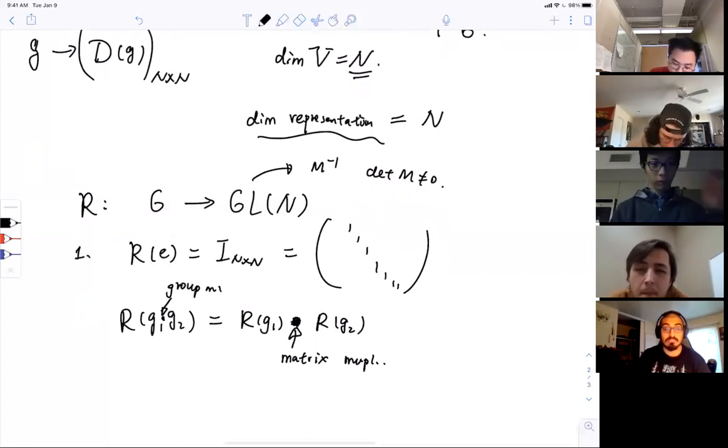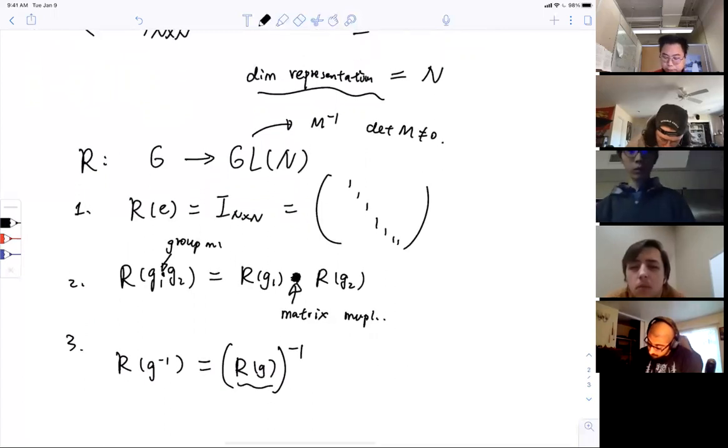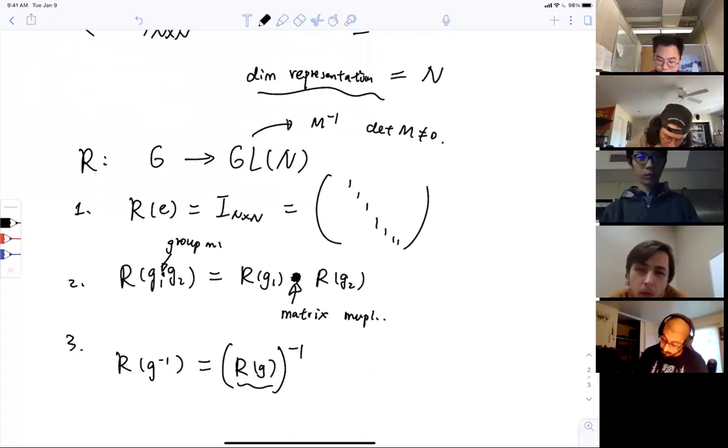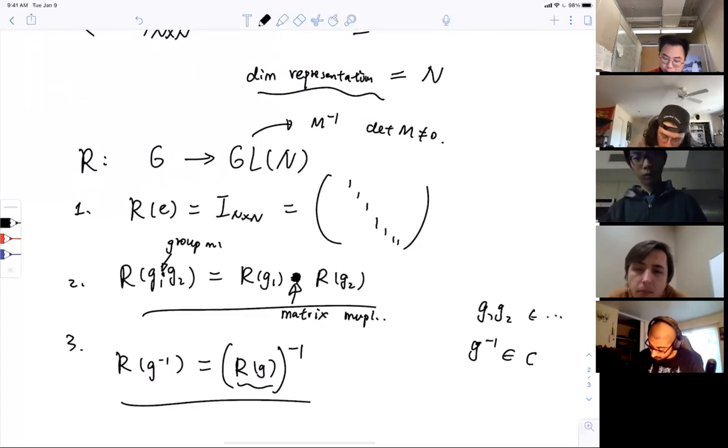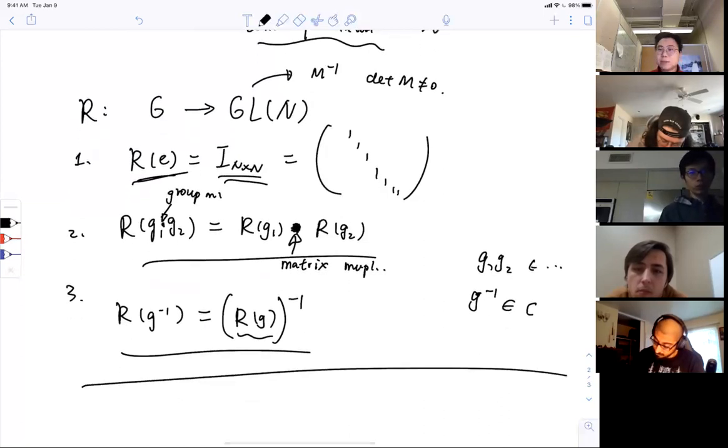And another rule is that it also preserves the inverse. The inverse of an element maps to the inverse of this matrix. Basically, it preserves the group structure. Remember, the group structure is that G1, G2 are elements in the group, and the G inverse is also an element in the group. It preserves the group structure and also maps the identity to the identity in this n by n matrix. It's a very natural definition.